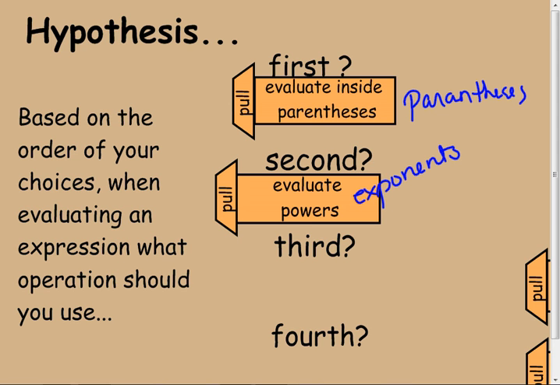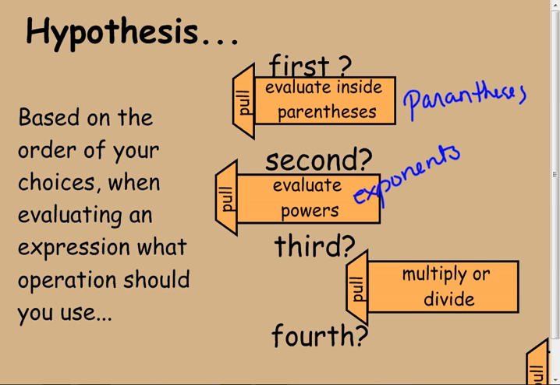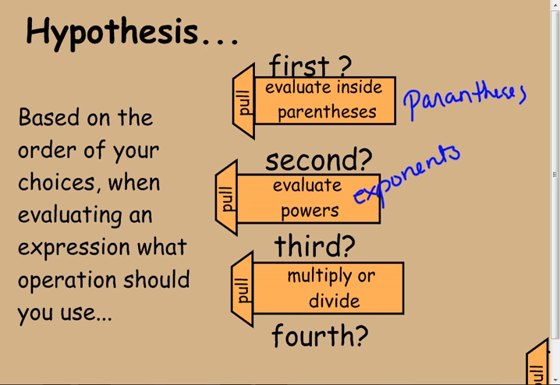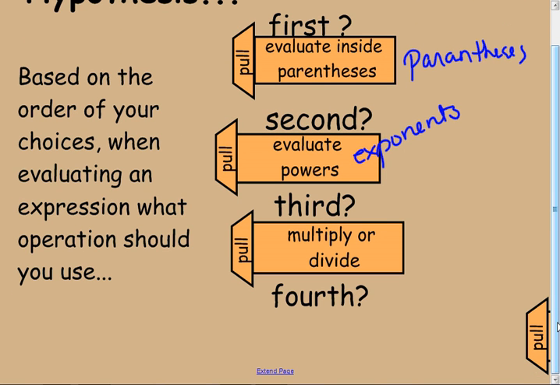Exponents. Third is multiplication and division. And you know what? This is a little incomplete because you have to go from the left side to the right side. You have to clear it all out. So I don't care which occurs first, multiplication or division. It doesn't matter. I just have to go left to right.